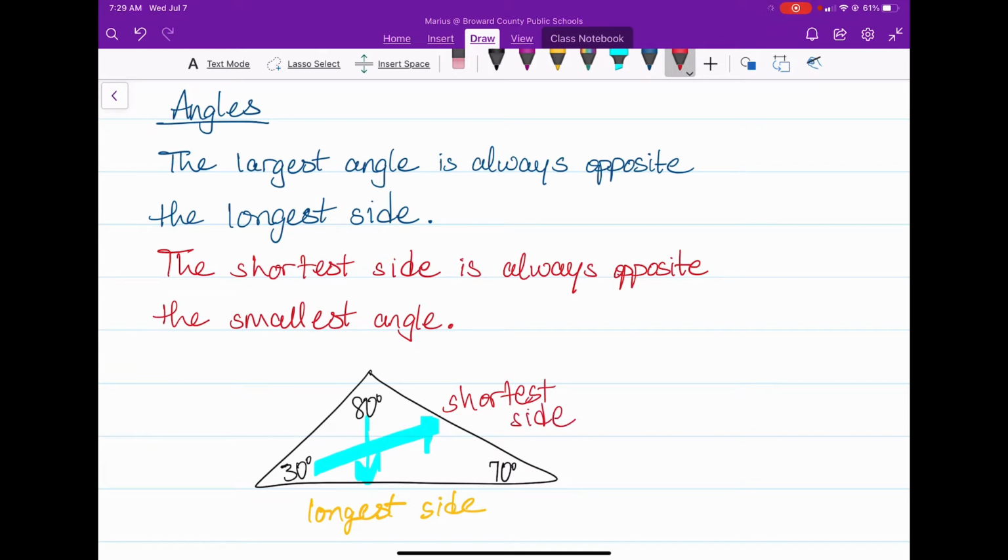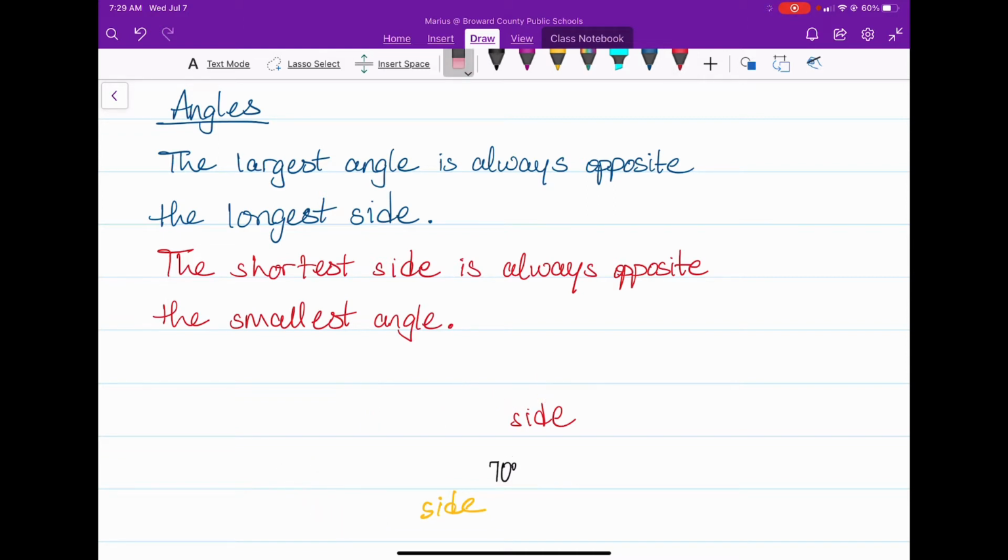It doesn't matter what the diagram looks like. It's all about where the angles are. So the shortest side is always opposite the smallest angle, and the largest angle is always opposite the longest side. You can reword those. You can say the longest side is always opposite the largest angle, or the smallest angle is always opposite the shortest side. But that's pretty much how we identify it.